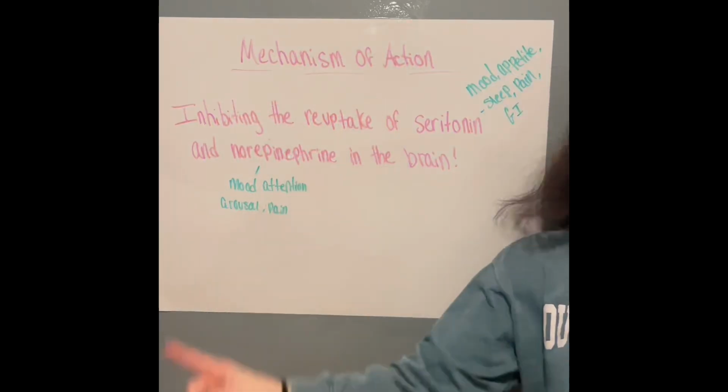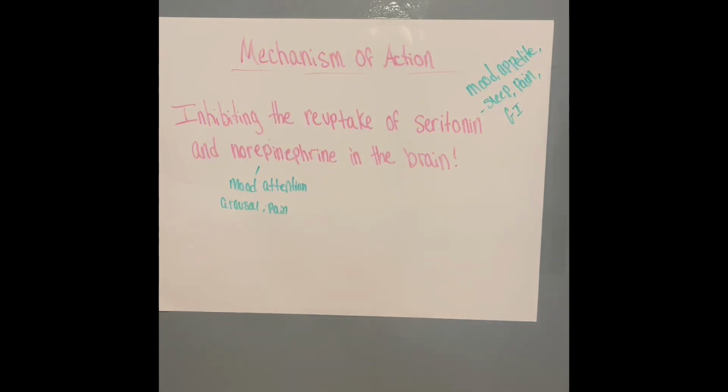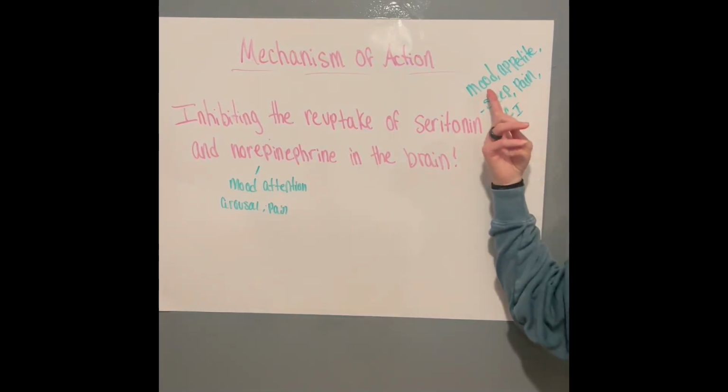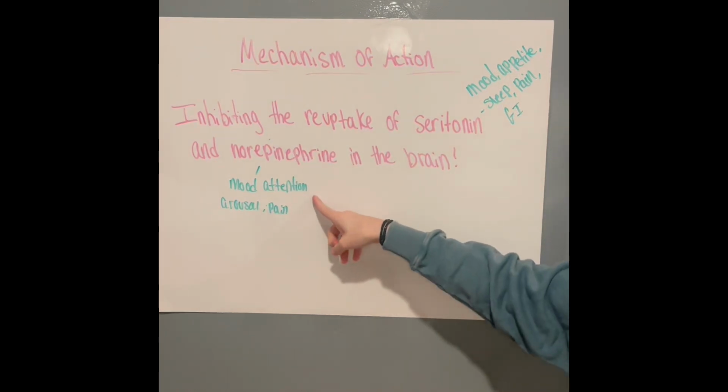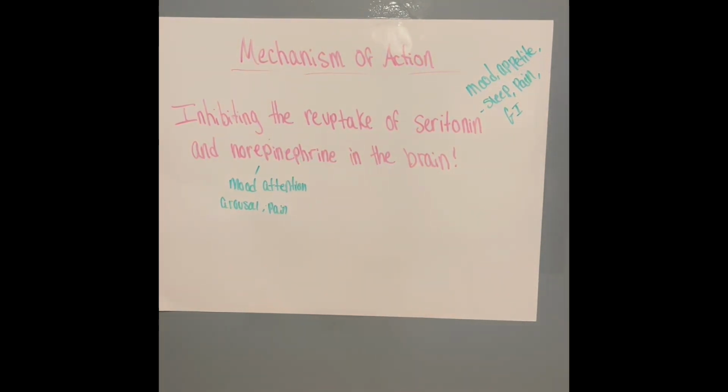Mechanism of action, we know that duloxetine works by inhibiting the reuptake of serotonin and norepinephrine in the brain and spinal cord. This increases the levels of neurotransmitters in the synaptic cleft, thereby improving mood, anxiety symptoms, and pain perception. And we also know that serotonin is our mood, appetite, sleep, pain, and GI function, as well as norepinephrine is our mood, attention, arousal, and pain.